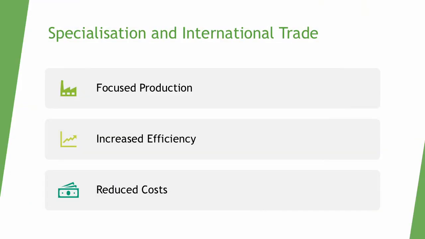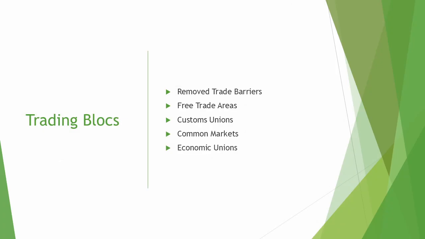Specialization is the process where countries or businesses focus on producing goods and services they are most efficient at. Specialization impacts international trade by increasing efficiency, reducing costs, and encouraging countries to trade to obtain goods they do not produce. Trading blocs are groups of countries that form agreements to reduce or eliminate trade barriers between member states. The different types of trading blocs are free trade areas, customs unions, common markets, and economic unions.